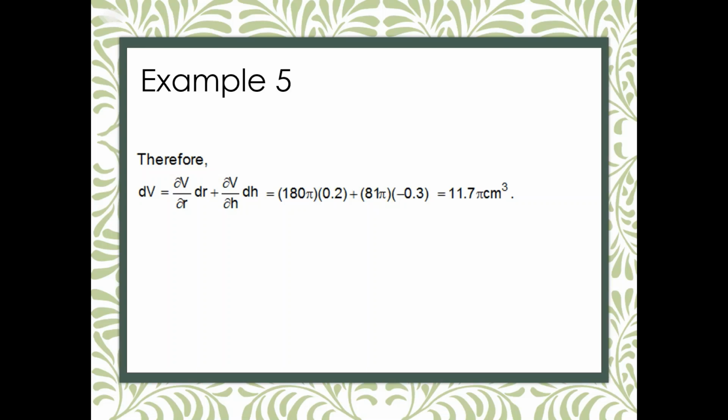Therefore, dV is equal to delta V over delta r multiplied with dr plus delta V over delta h multiplied with dh. Substitute the answer accordingly and simplify. You should get 11.75 cubic centimeters as the final answer.